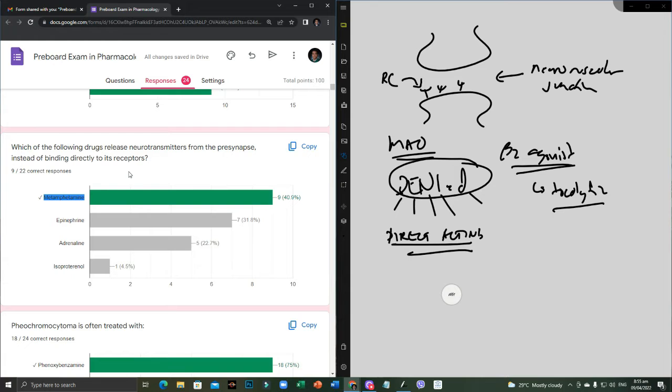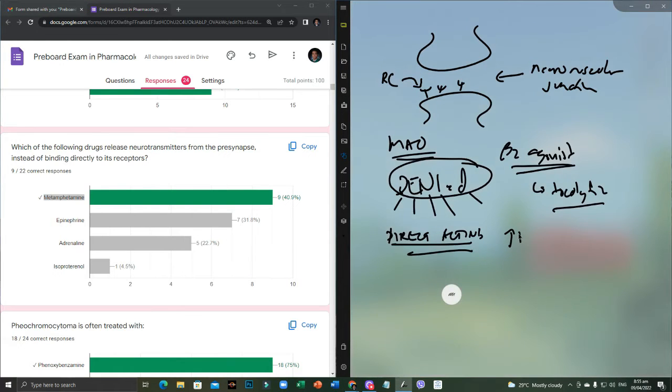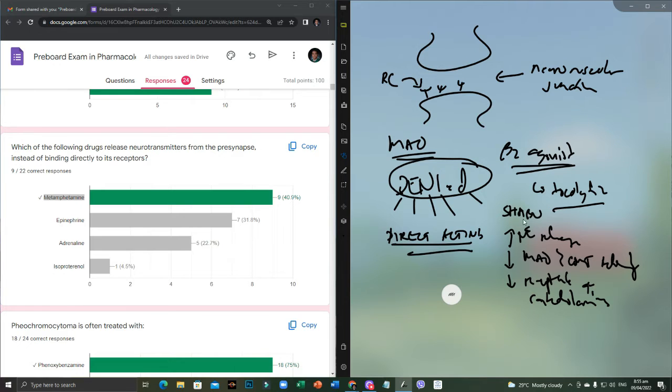Where, class, they act simply by increasing norepinephrine release, decreasing MAO and COMT activity, and then of course, class, they also decrease reuptake of catecholamines. So that's the MOA of our amphetamine or any of its derivatives, making them an indirect acting sympathomimetic drug.